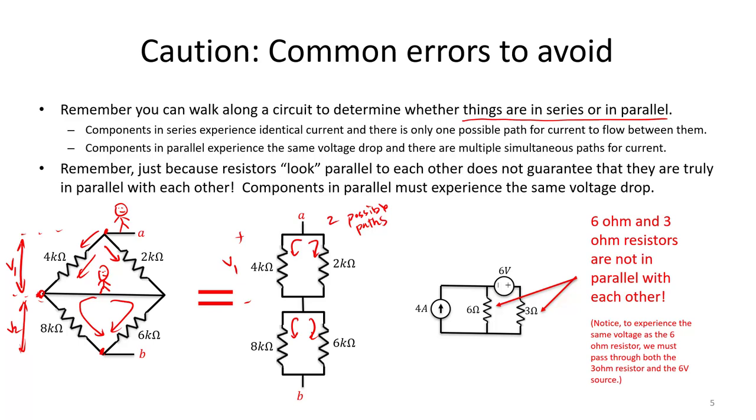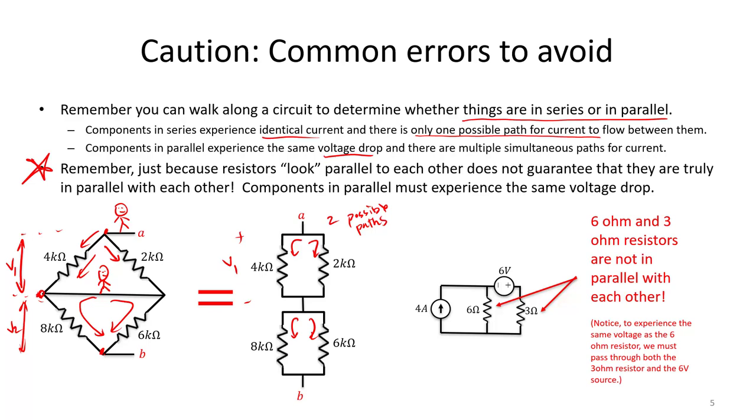So definitely remember that components in series will experience identical current, and there is only one possible path for that current between the series components. Remember, components in parallel must experience the same voltage drop, and there are multiple simultaneous paths that current can take. Another thing to be very careful of is this second point. This is an extremely common mistake.